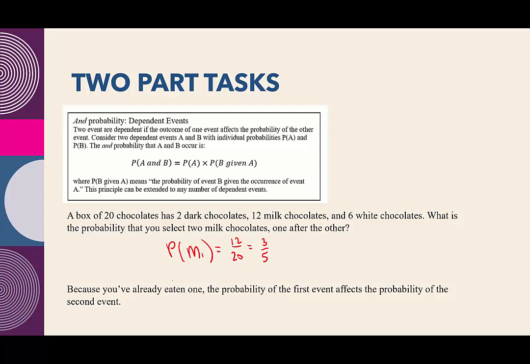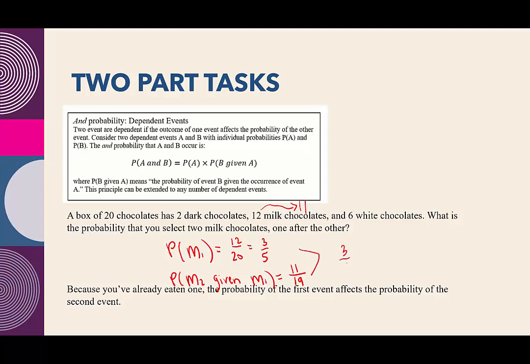But now we're looking at the probability that the second one is milk chocolate, given we already had a milk chocolate taken out of the box. So now if there were 20 and I pulled out a milk chocolate, now there are 19 left in the box. So the denominator becomes 19. And the number of milk chocolates decreases by 1, right? Because 1 was taken out. Now there's only 11 left in the box. The probability of the second one being milk chocolate, given the first one was milk chocolate, is now 11 out of 19. So what we would do is we would multiply these probabilities.